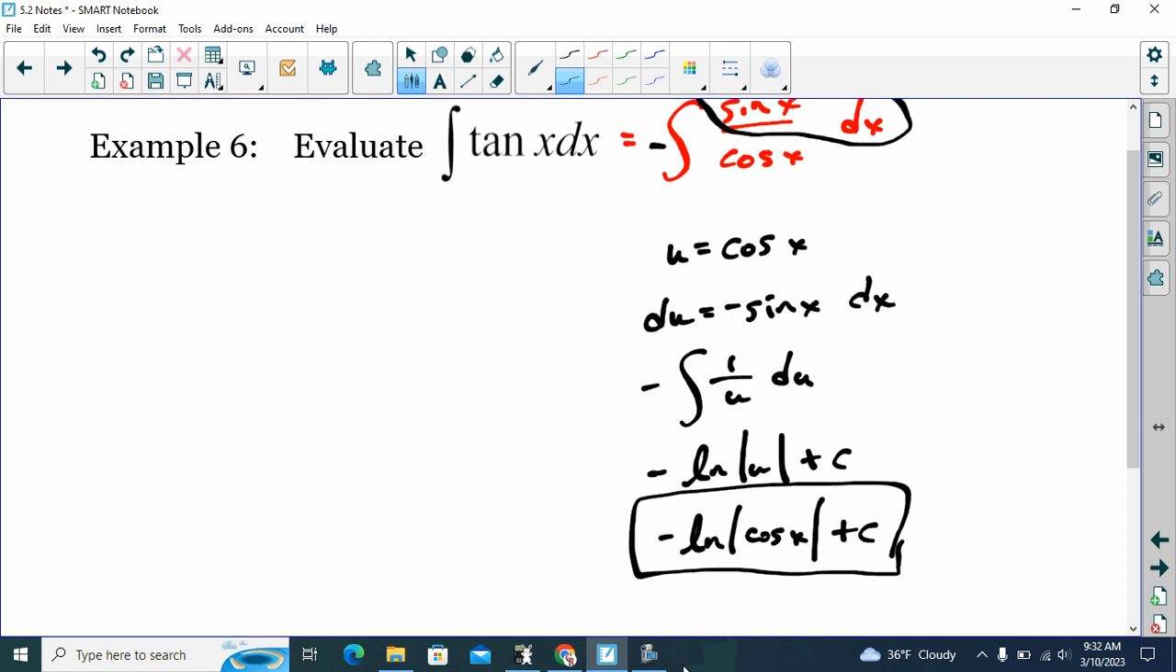Those are the notes for section 5.2. That's all we got.